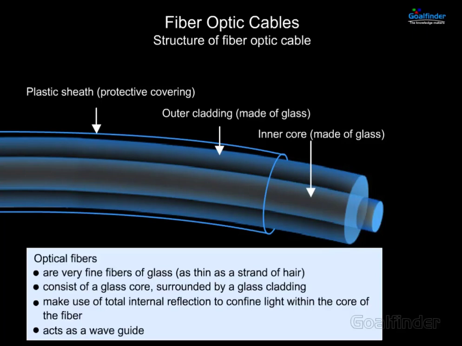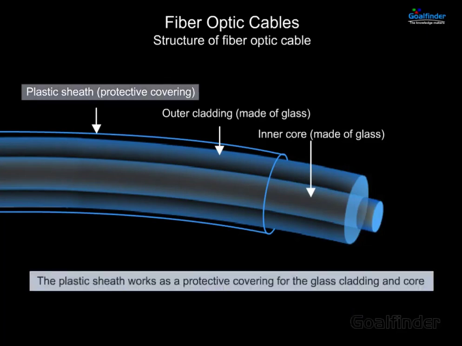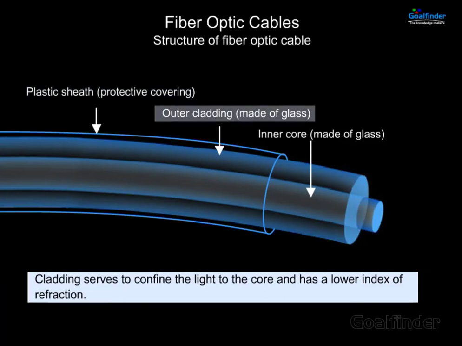Optical fibers consist of a glass core surrounded by a glass cladding. They make use of total internal reflection to confine light within the core of the fiber and act as a waveguide. The plastic sheath works as a protective covering for the glass cladding and core. Cladding serves to confine the light to the core and has a lower index of refraction.